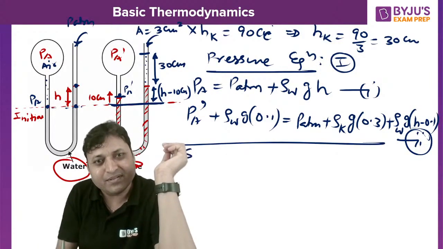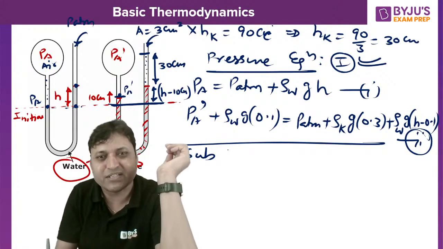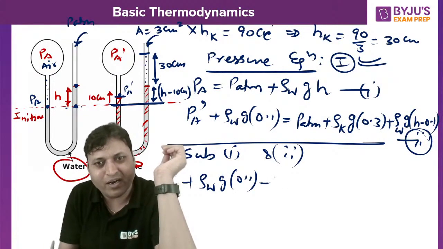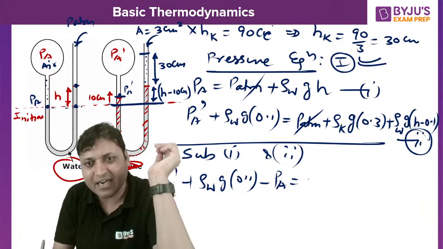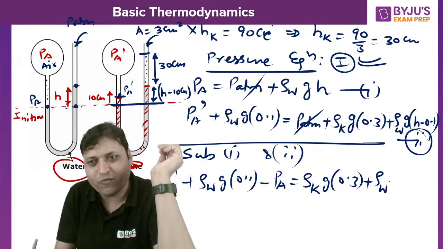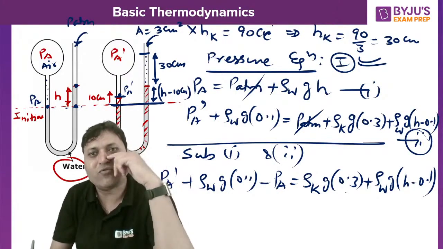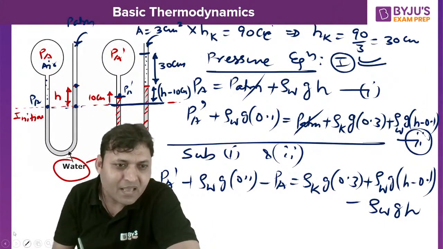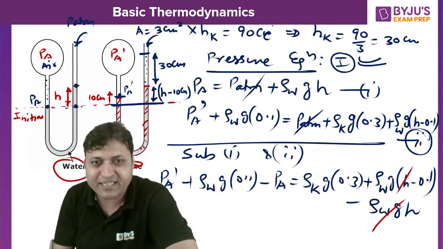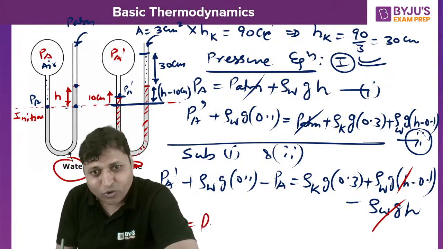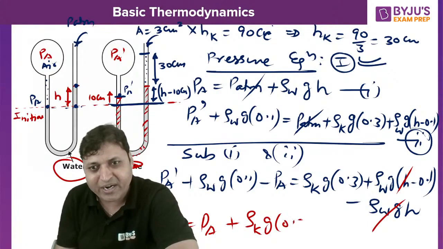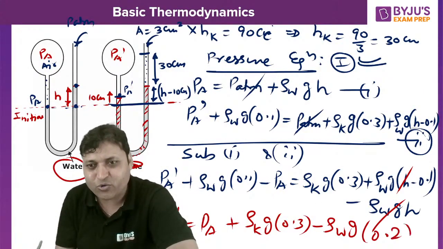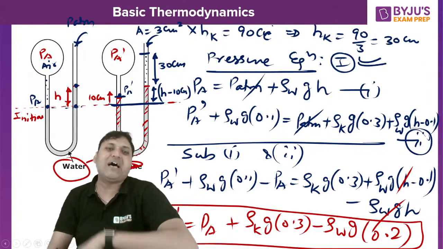These are the two equations, the pressure equation for the first case and the pressure equation for the second case. Subtract 1 and 2, then we can say PA dash plus rho of water into G into 0.1 minus PA is equal to, PATM getting cancelled out, rho K into G into 0.3 plus rho of water into G into H minus 0.1, then minus rho of water into G into H. The minus rho GH will get cancelled out with this, and we can say PA dash is equal to PA plus rho of kerosene into G into 0.3 plus or minus rho of water into G into 0.2. This will give you the answer.